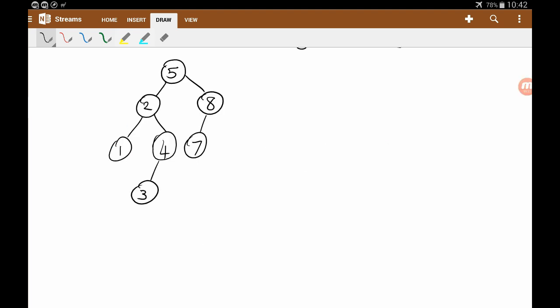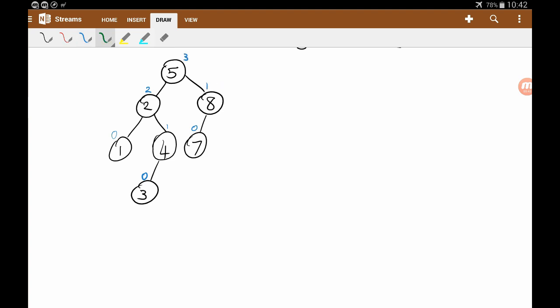So suppose that we have this tree, and we would like to insert the number 6. So the first thing we need to do is make sure that this is indeed an AVL tree. So let's have a look. The height of 1 is going to be 0. The height of 3 is going to be 0. The height of 7 is going to be 0. The height of 4 is 1. The height of 2 is 2. The height of 8 is 1. And the height of 5 is 3.